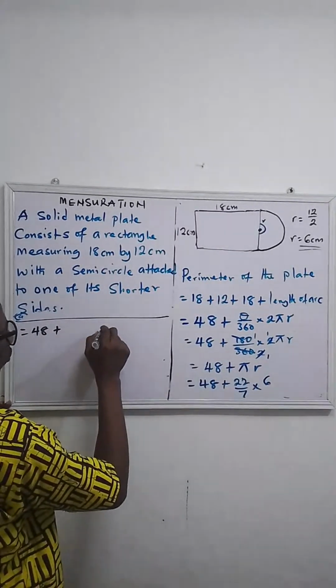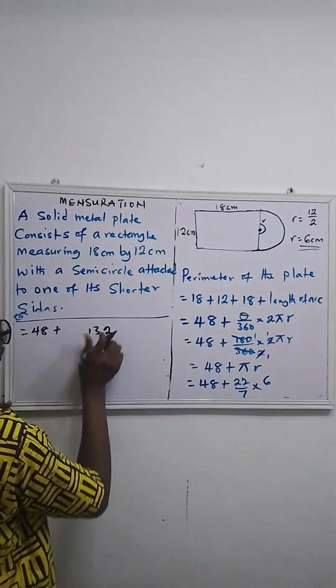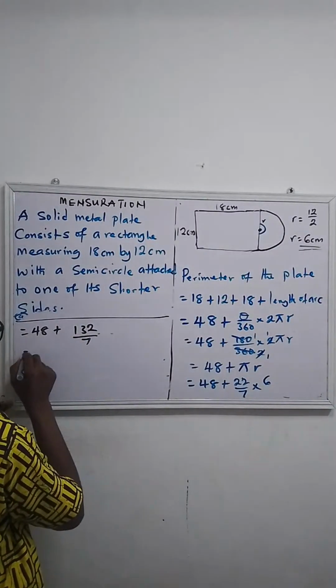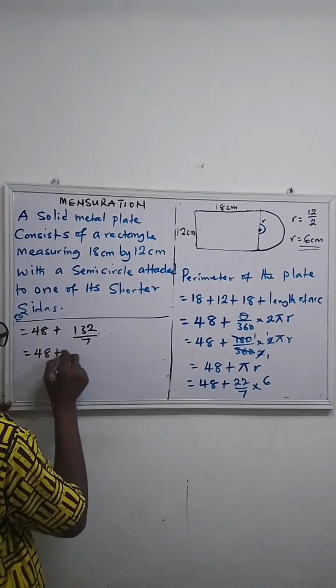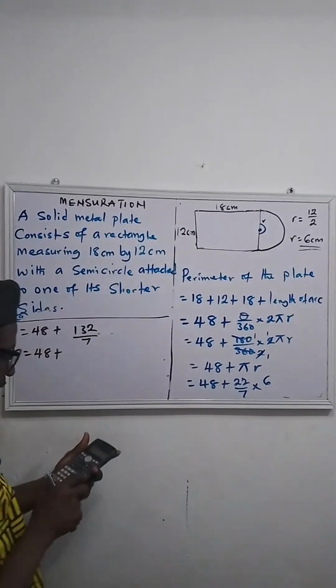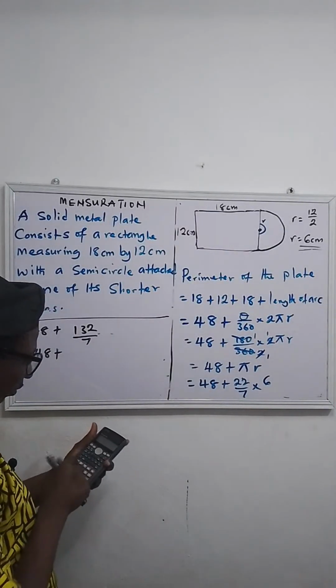6 times 2, that's 12. 12 plus 1, that's 13. Okay, so that's 132 over 7, 48 plus. Okay, so now can we divide that? What do we have? So we have 132 divided by 7.